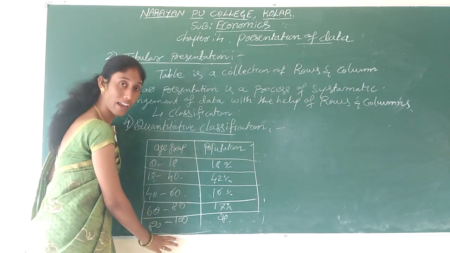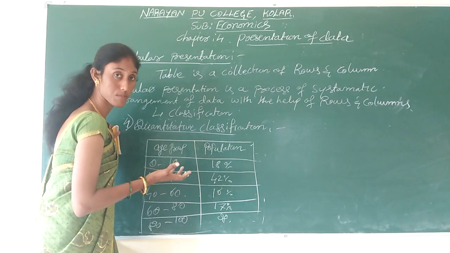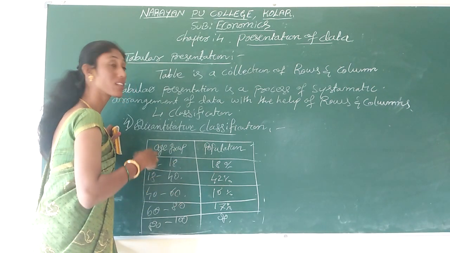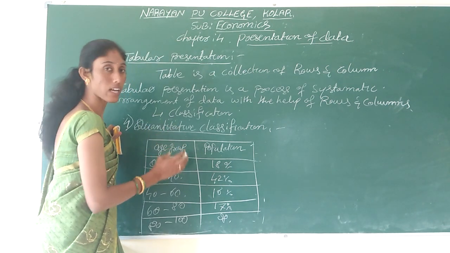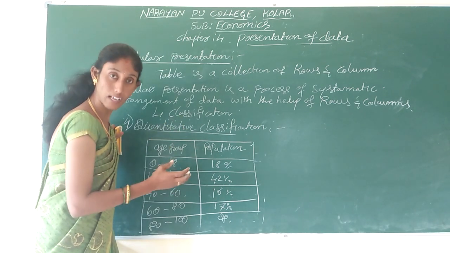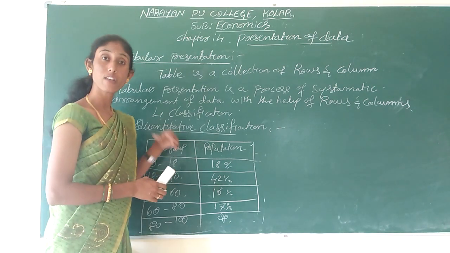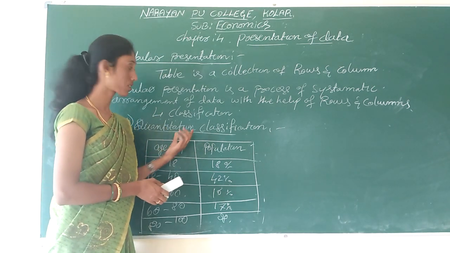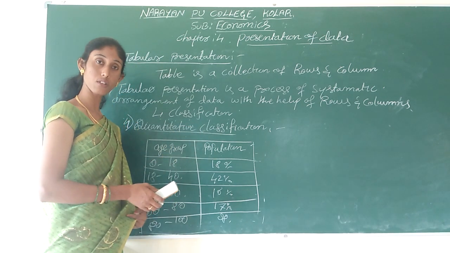Likewise, if we classify the total population based on their age group, or their height, or their weight, or their marks performance, with quantitative characteristics, that can be called quantitative classification. Understood, right? These are the four forms of tabular presentation with the classifications of data. I hope all of you understood.